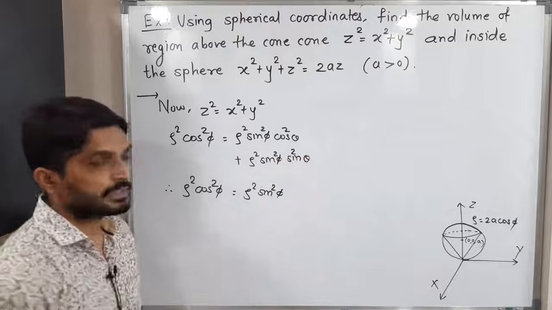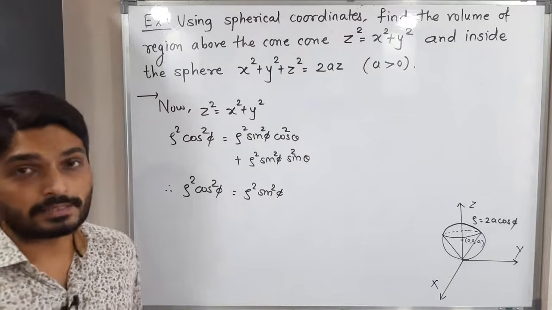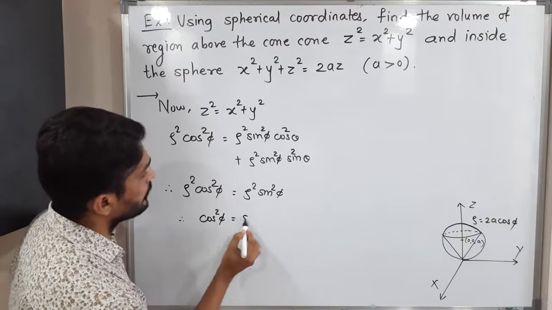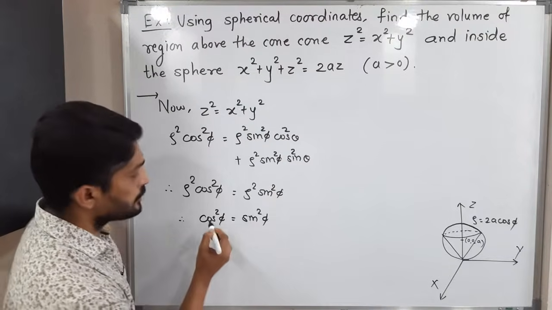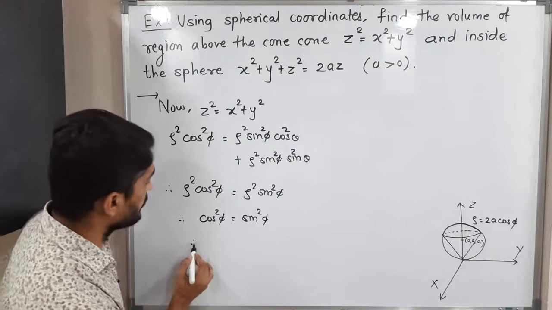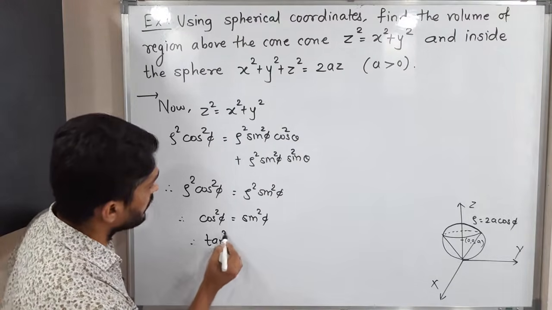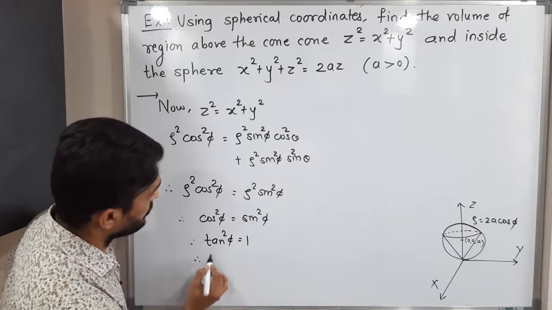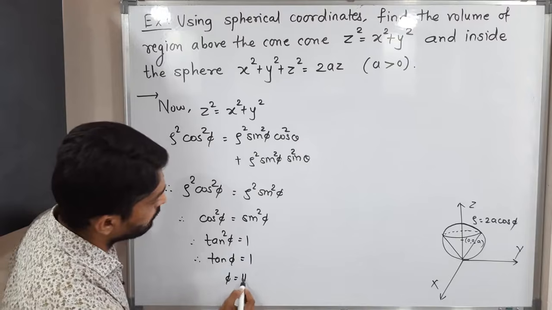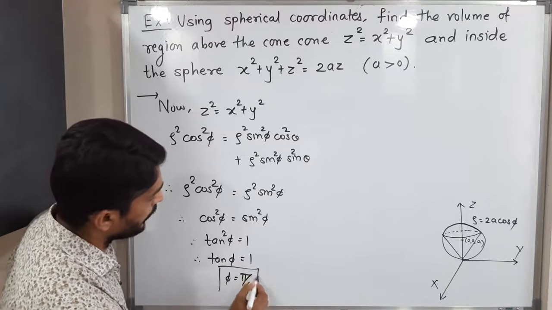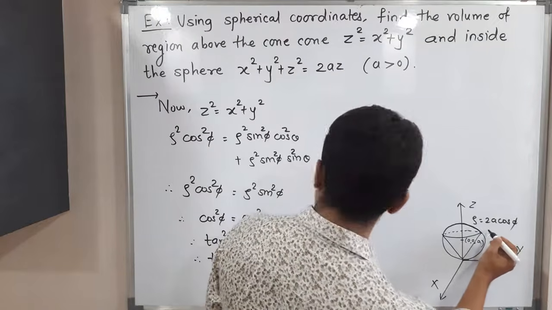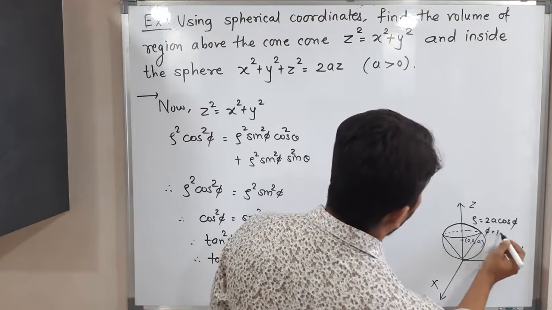Since cos square theta plus sin square theta is 1, rho square we can cancel from both sides. So therefore cos square phi is equal to sin square phi. Let us shift cos square phi on that side. So sin square upon cos square is tan square. So tan square phi is equal to 1. So therefore we can write tan phi is 1. So phi should be pi by 4, since tan pi by 4 is 1. So equation of this cone is very simple, that is, phi is equal to pi by 4.